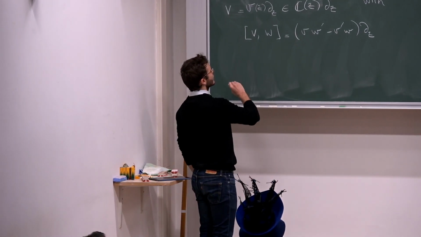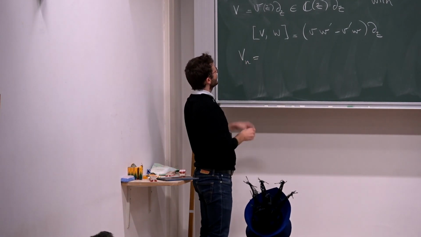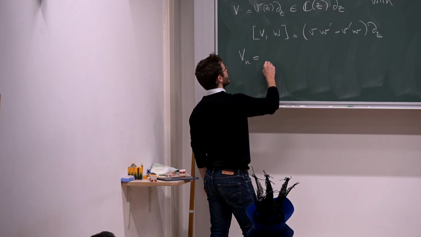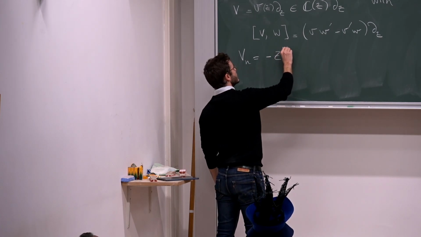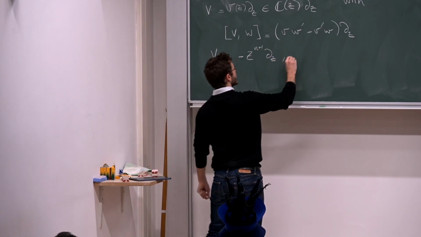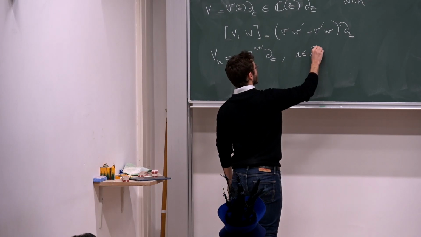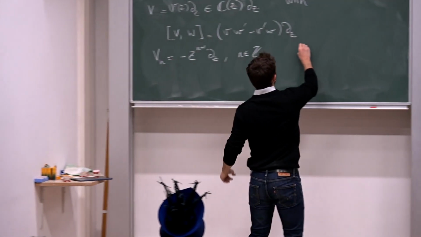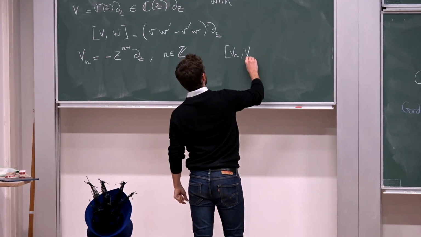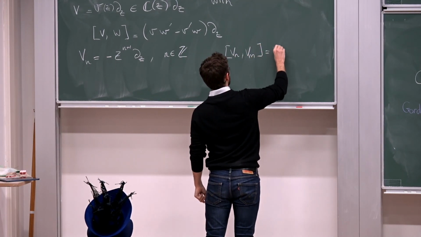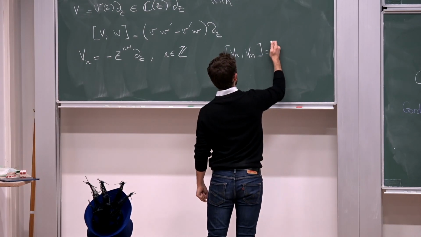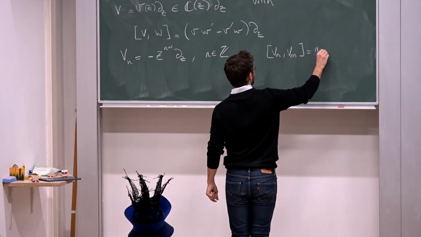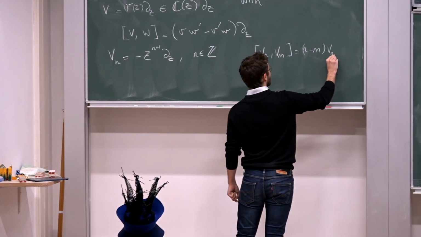And there will be special Laurent polynomial vector fields that I will denote by Vn, which are simply minus Z^(n+1) d/dz. And with this bracket relation here, I simply have these relations on my basis: the bracket of Vn and Vm is (n-m) V_(n+m).